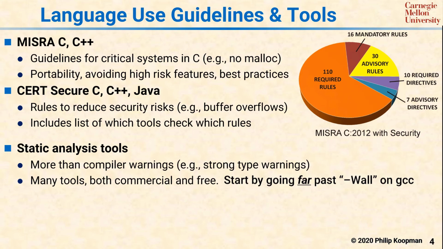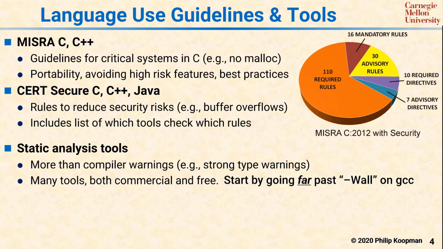There are many static analysis tools, both commercial and free. If you want to get started, you can use GCC with a lot more warnings turned on than just -Wall. You might think that -Wall generated the maximum possible warnings, but in fact, the set of warnings was frozen for compatibility reasons, and there are many, perhaps dozens of warnings past -Wall that you can turn on that can be very helpful.